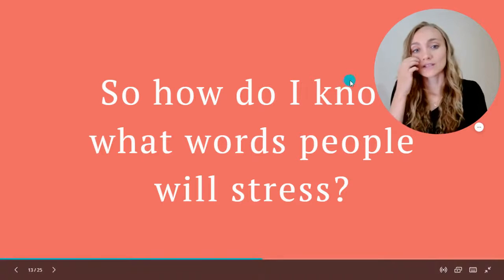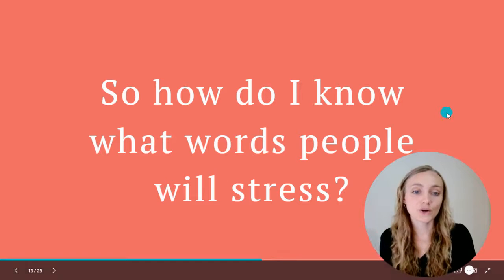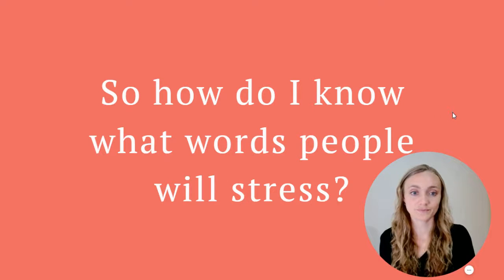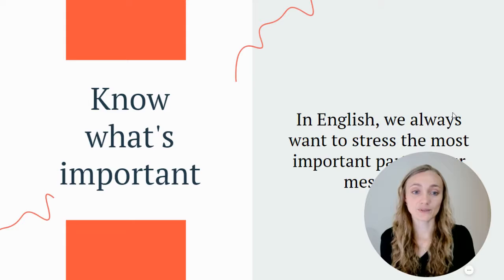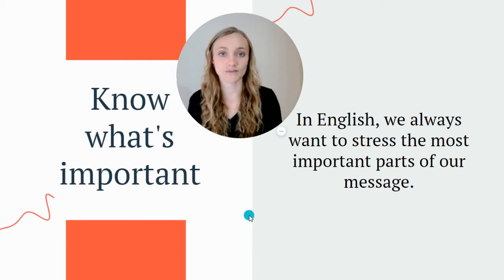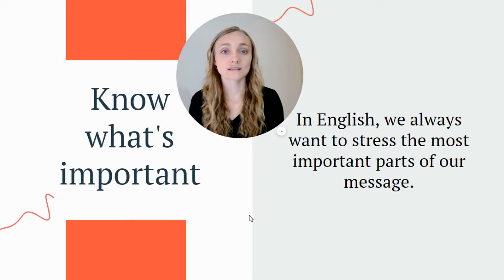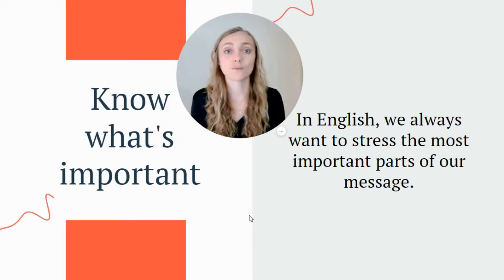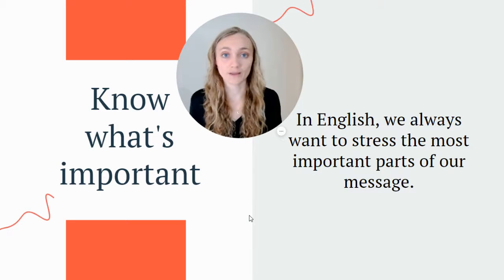Okay. So the thing is, how do we know what words people are going to stress? We've got to know what's important. Okay, so in English, we always want to stress the most important parts of our message. So these are the parts that we're going to look out for. And if you can pick up, like I said, on these specific words that people stress within their message, it will be much easier for you to understand what they're saying, even if you miss other parts of the sentence because they went too quickly or there was new vocabulary, for example.